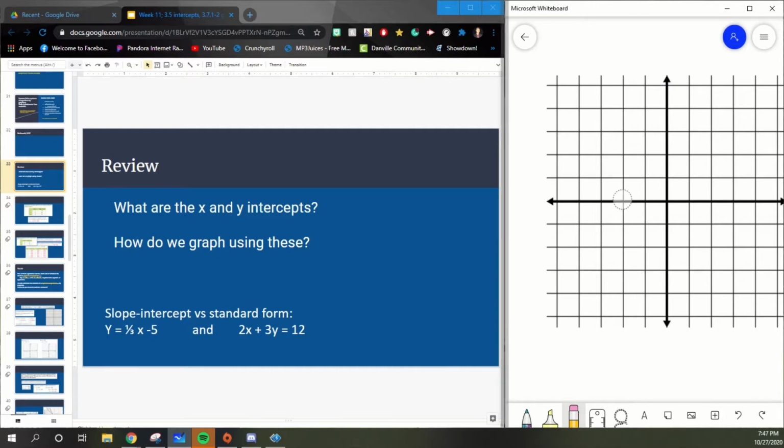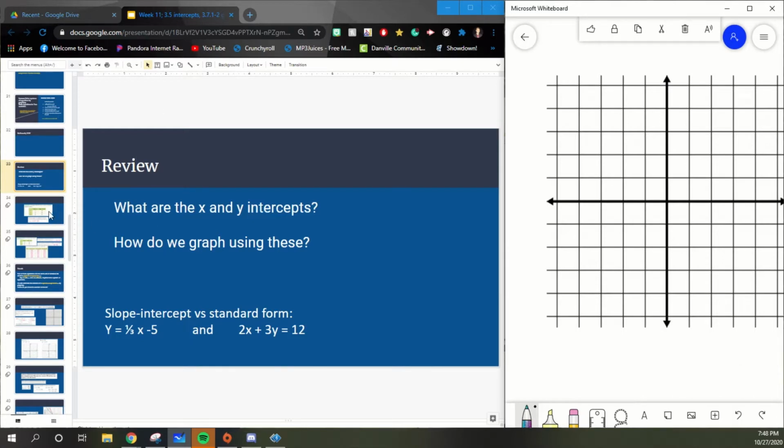So if I find the x-intercept at (-2, 0), that would be right here. And if I found the other intercept to be (0, 2), it would be right here, and then we could graph a line by connecting those two dots.